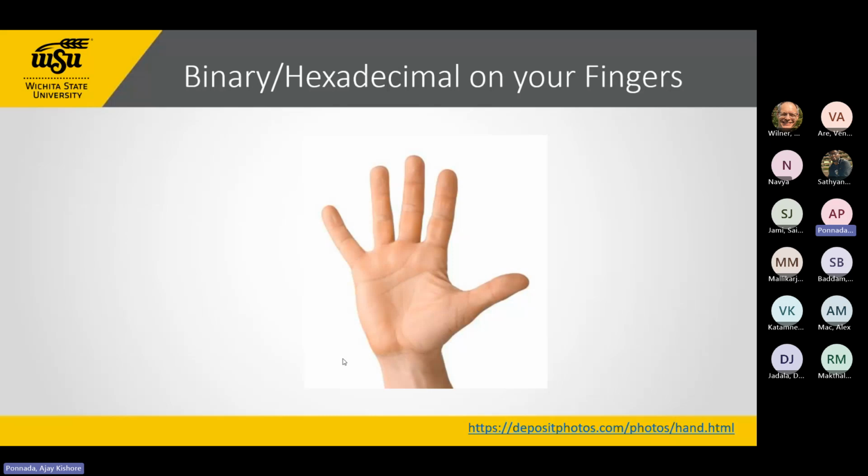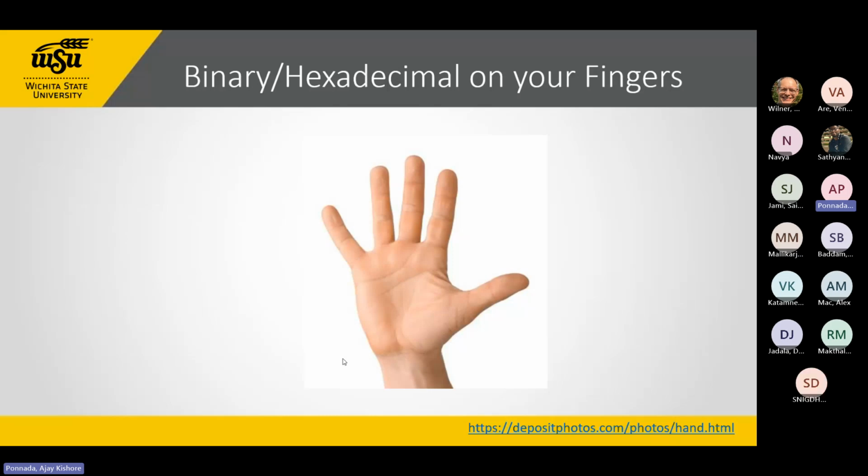Now hexadecimal on your fingers, as we already discussed. There's 1, that's 2, that's 4, that's 8. So 1, 2, 4, 8. So you show up your fingers, you just add it. If you show this finger and this finger, and you close these two fingers, it's going to be 4 plus 1. That should be 5. So that's how it works.